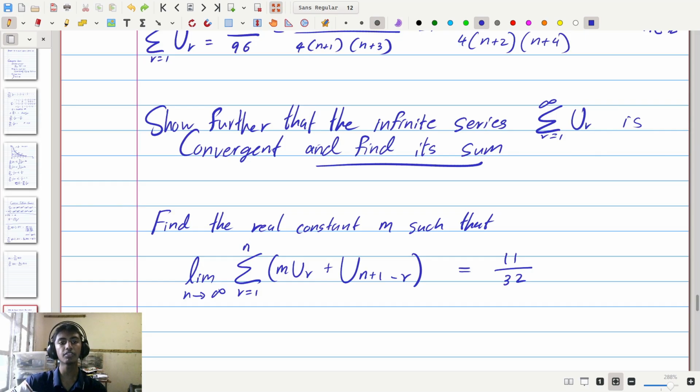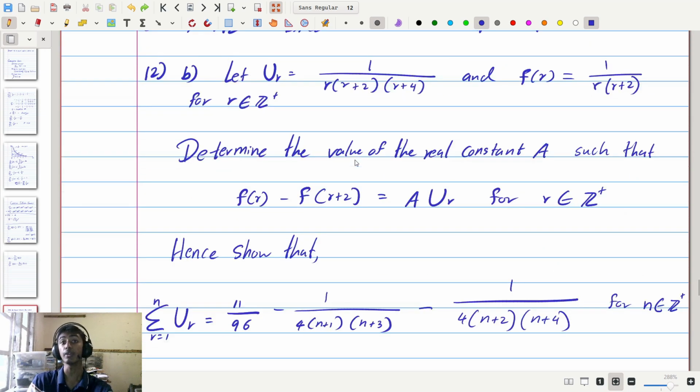And finally it says find the real constant m such that the limit as n approaches infinity of the sum from r equals 1 to n, which is basically the sum from r equals 1 to infinity of m times u of r plus u of n plus 1 minus r, is equal to 11 divided by 32. So let's start at the beginning and slowly work our way through this question.